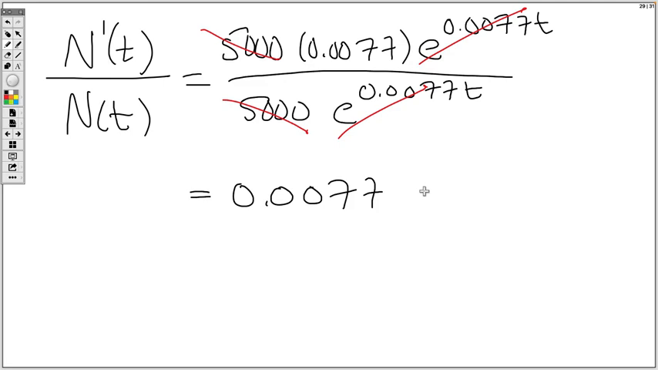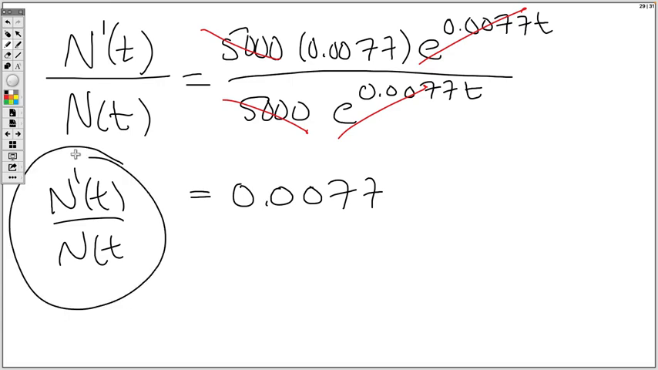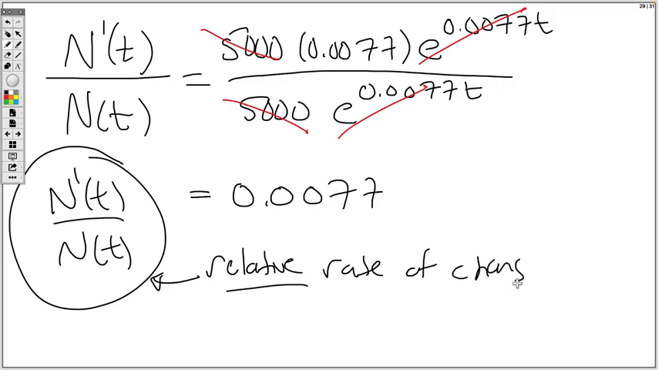You follow? And so what we call this, we call n prime of t a rate of change of n with respect to t. When you divide by n of t, this is called a relative rate of change. Because you're looking at the rate of change divided by the function itself. That's a relative rate of change. And this is a constant.